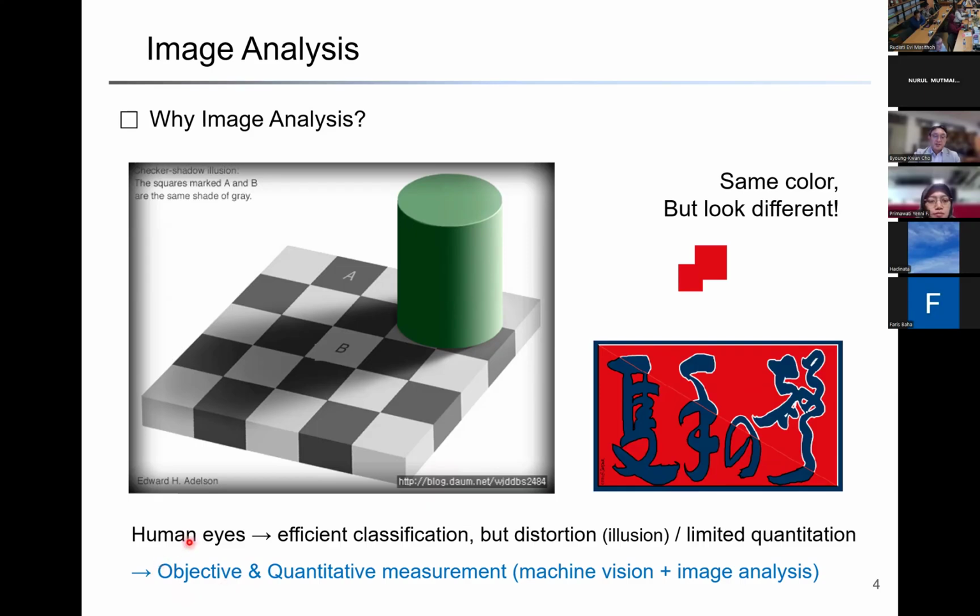So for objective instead of subjective, and quantitative measurement, we need a machine and also image analysis. Human eyes are very good for classification, but limited for quantitative analysis. For example, when we look at the red color, how red it is, we cannot quantify with our human eyes. So we need a machine vision and image analysis tool.